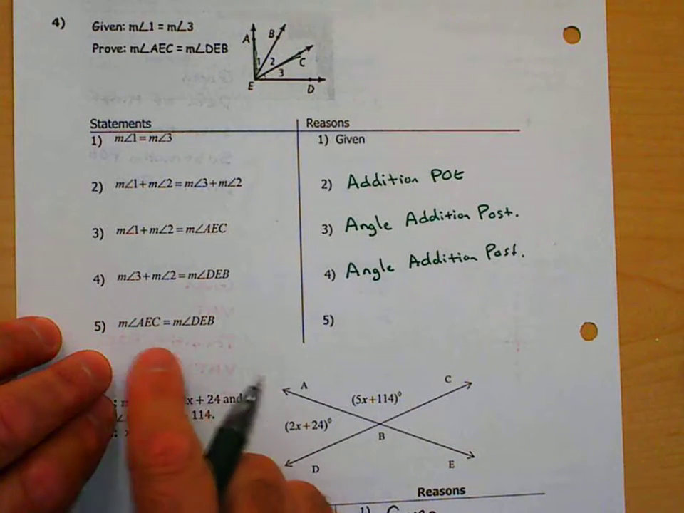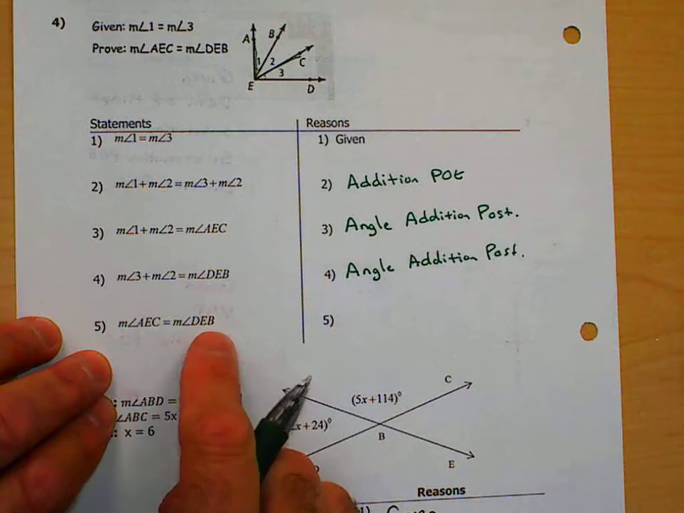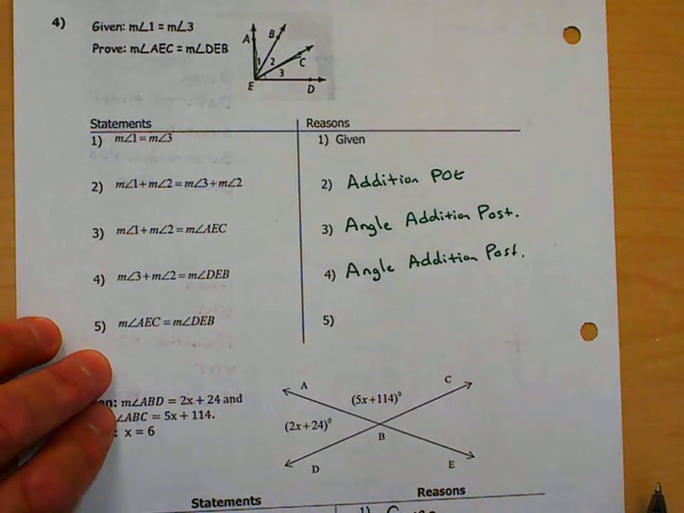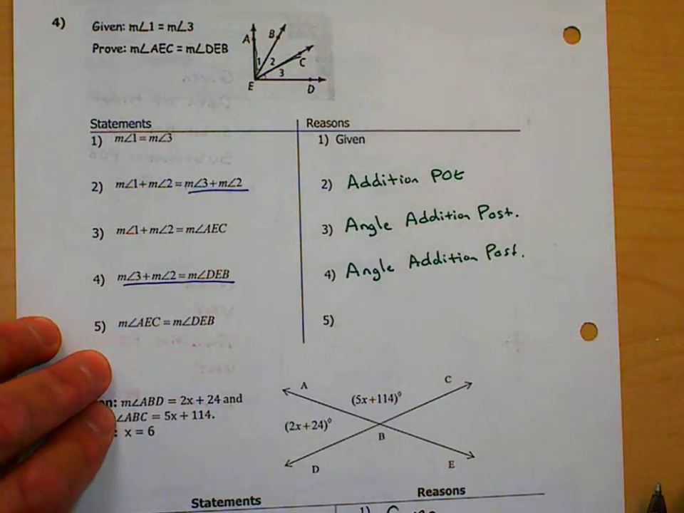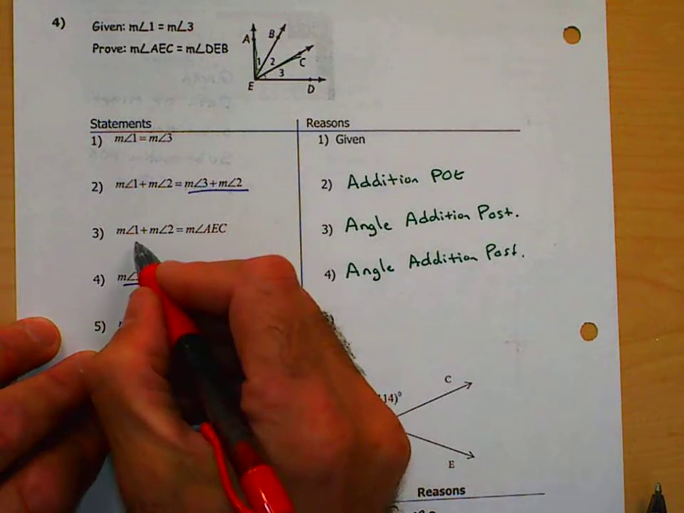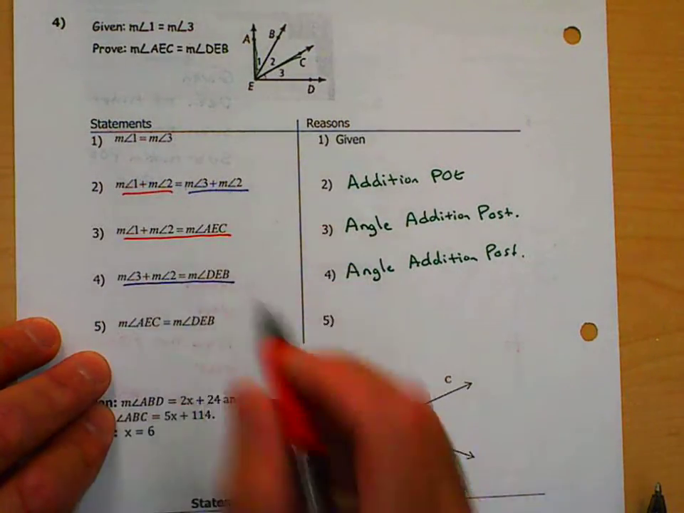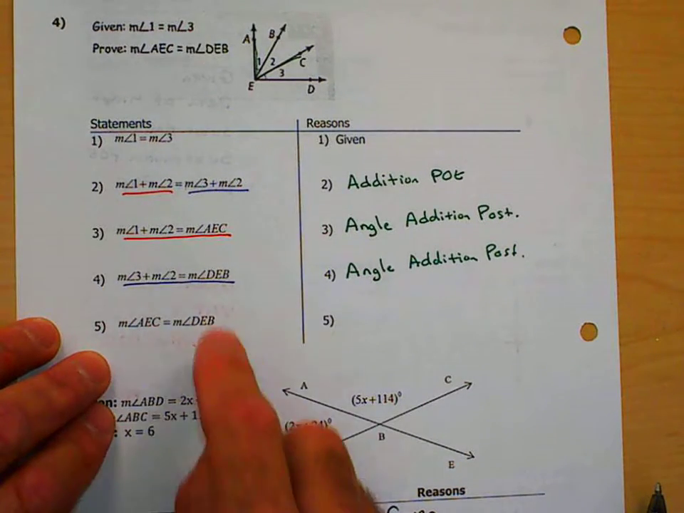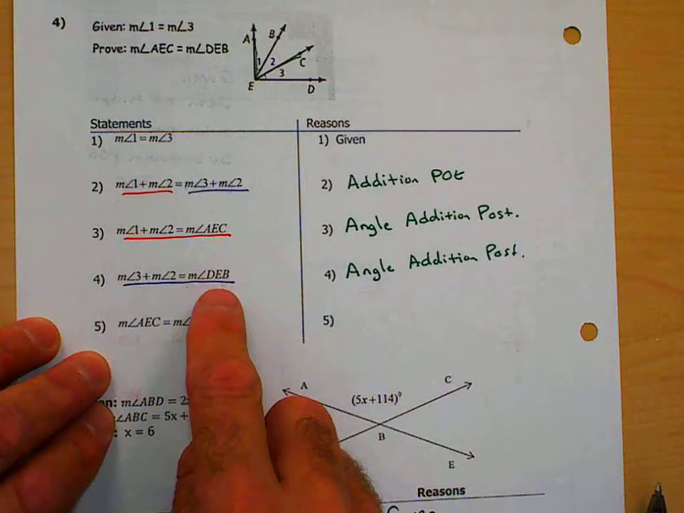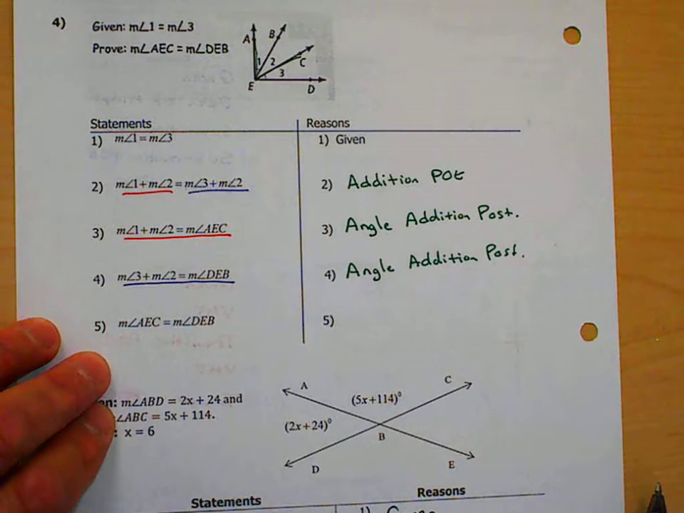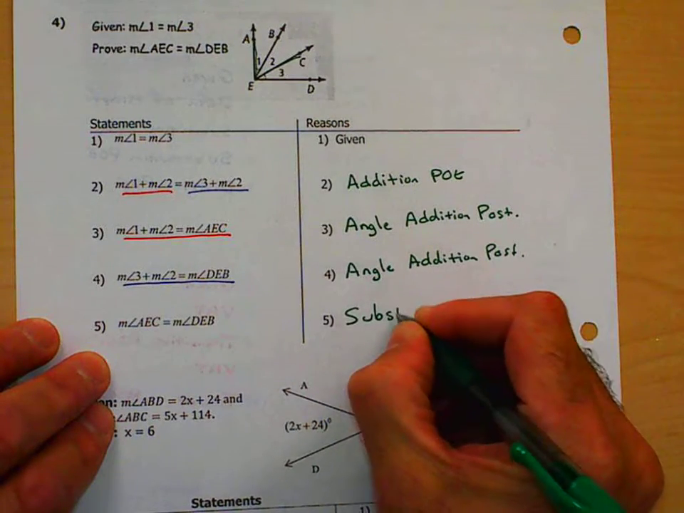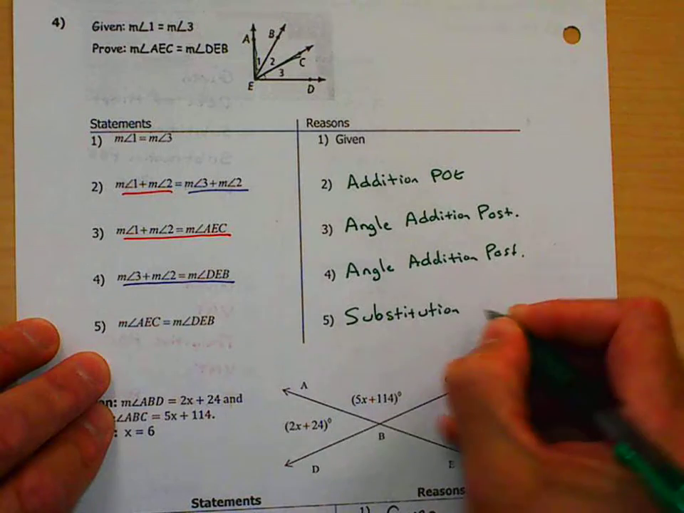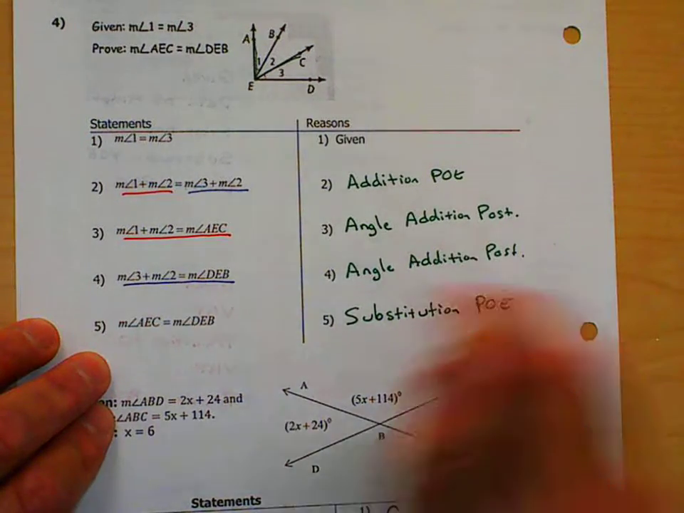And then from there, we have AEC is equal to DEB. What's happening there? Well, if you look at it, this related to this, and this is related to that. That allows us through substitution. If we substitute AEC in for that and DEB into that, we get exactly what we're trying to prove. So by substitution property of equality, we can state what we were trying to prove.